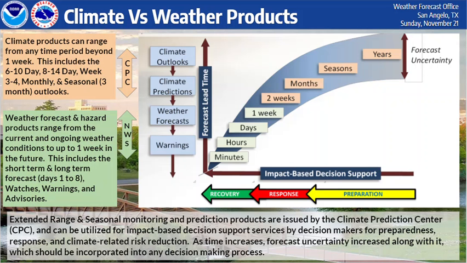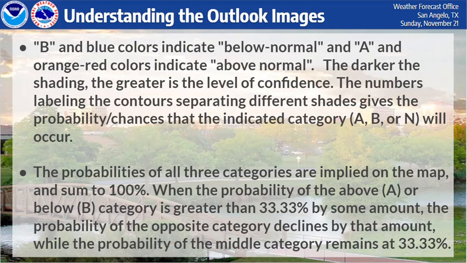For this presentation, we will focus on the extended range and seasonal climate products that can be utilized for impact-based decision support services by decision makers for preparedness, response, and climate-related risk reduction, as well as general use for the public. As you can see in the graph, as forecast lead time increases, forecast uncertainty naturally increases, and we begin to venture into the preparation phase of impact-based decision support. Knowing how to read and understand the information provided in the following climate outlooks is key to helping you make informed decisions.